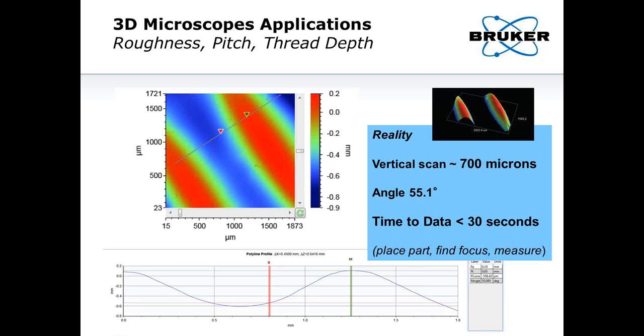Here's a 700 micron vertical scan with about a 55 degree angle. It's just kind of a scattering surface, somebody might say, but we can show some other examples of steeper surfaces as well. But the point is you can measure those long scan ranges in a single field of view, and it's done relatively quickly with not a lot of challenge at all in setting up this type of measurement. And you can get roughness along the teeth themselves, as well as the depth from the root to the top.